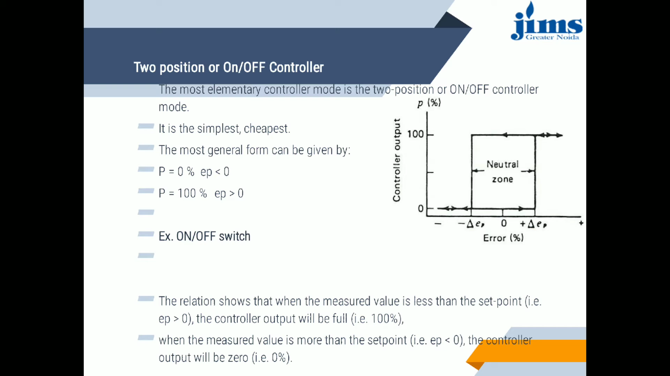The example of this type of controller is a room heater. If the temperature drops below the set point, an error signal is produced by the error detector. This error signal energizes the relay and the heater is turned on. Similarly, if the temperature increases above the set point, the heater is turned off.